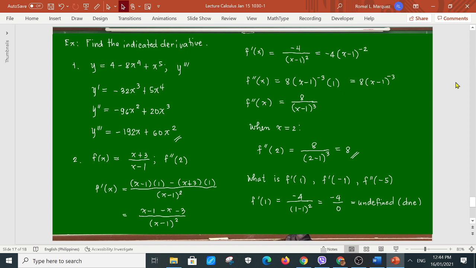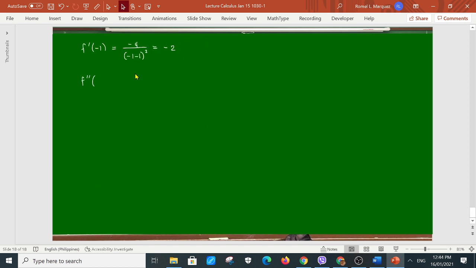What about f prime of negative 1? That is negative 4 over negative 1 minus 1, quantity squared. It is negative 1. Is that correct, children? Now f double prime of negative 5. We go to the double prime. So that is 8 over negative 5 minus 1, quantity cubed. So that is 8 over negative 216.